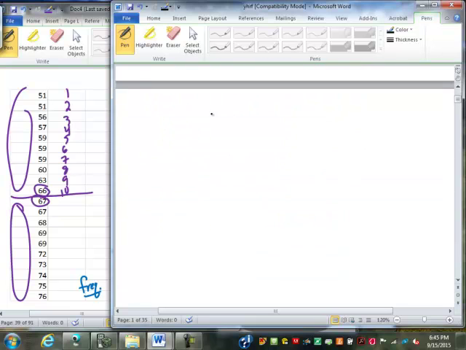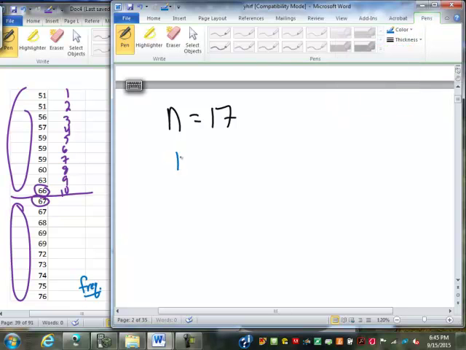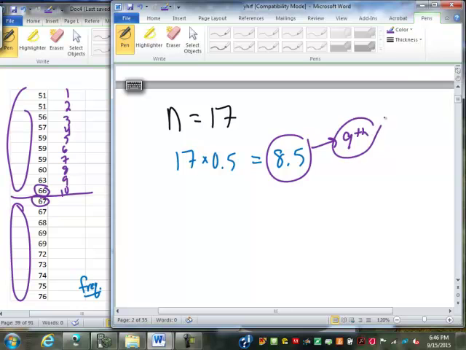So if n equals 17, what's the position of the median going to be? Well, 17 times 0.5 is 8.5. So what position would that be? 9th. We'd round up to the 9th. Perfect.